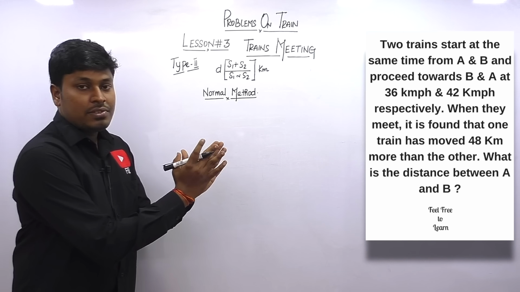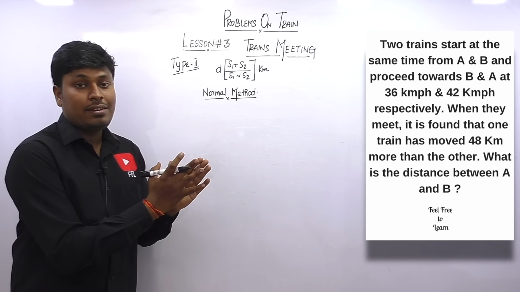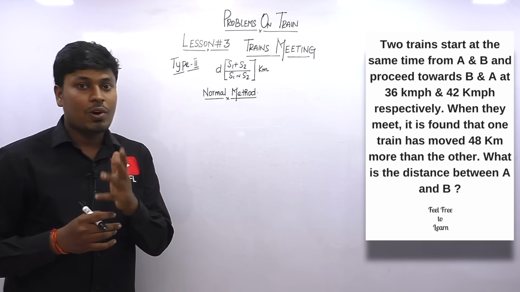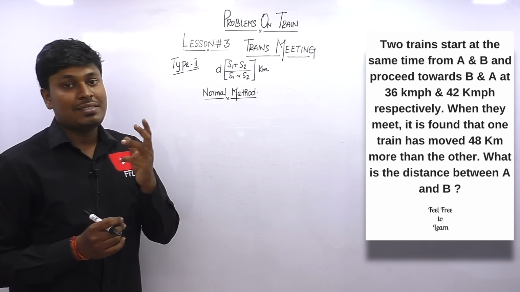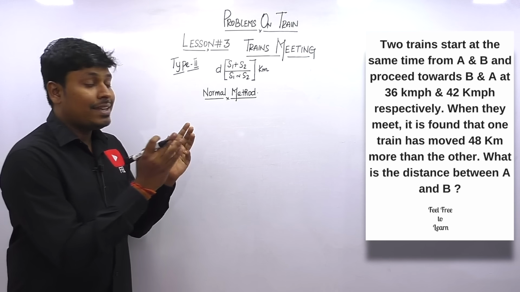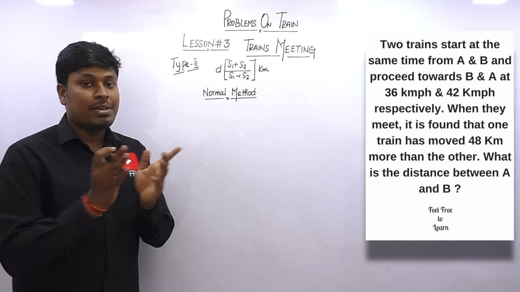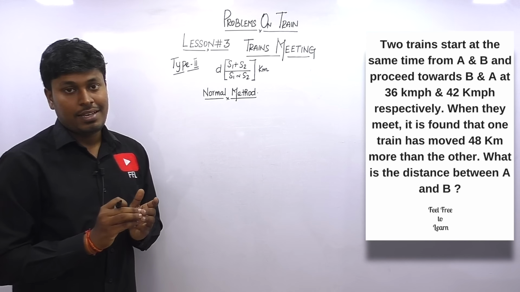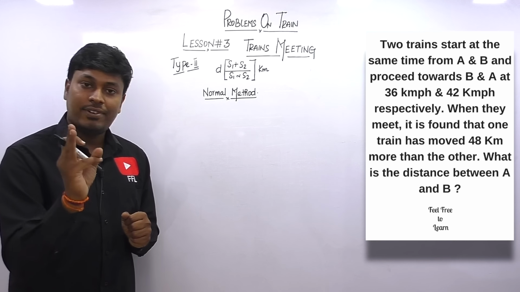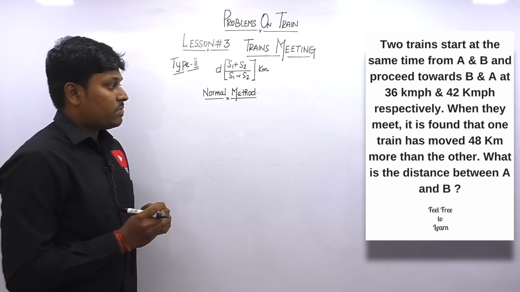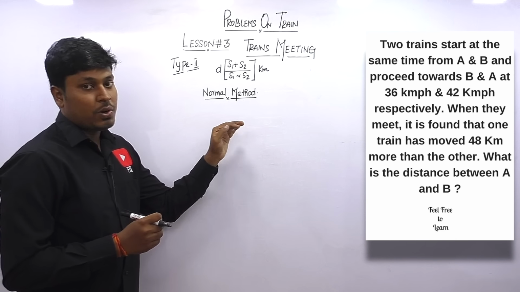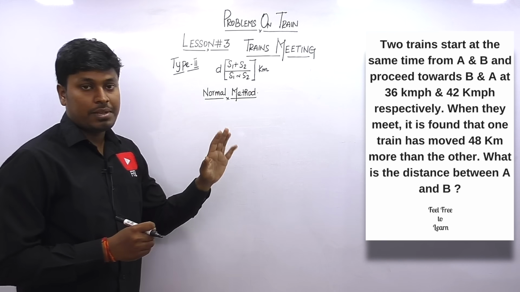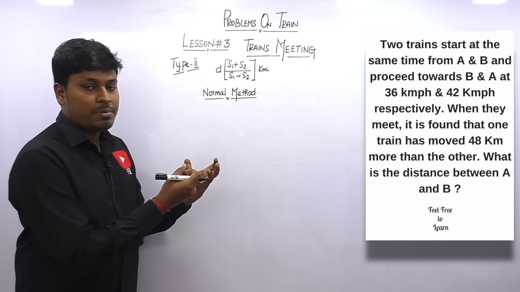So after reading this question, your first target is to find whether the question is type 1, type 2 or type 3. Definitely the question is type number 2. Why? Because they are saying that there are 2 trains starting from different stations, but we don't know the distance between both the stations. If we don't know the distance, then definitely it is type number 2. So first we are going to solve this question by the normal method, then we can apply the formula method, right? So before that, what is the concept of the question?